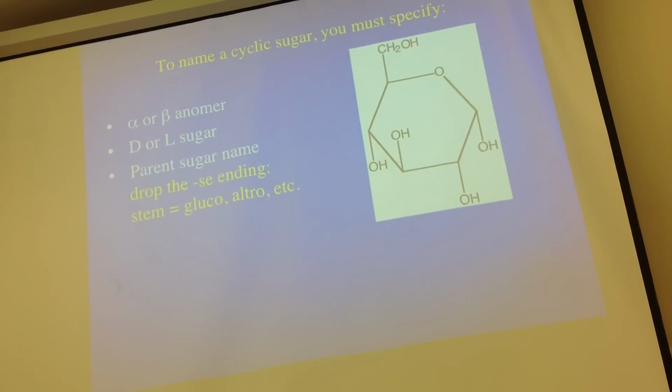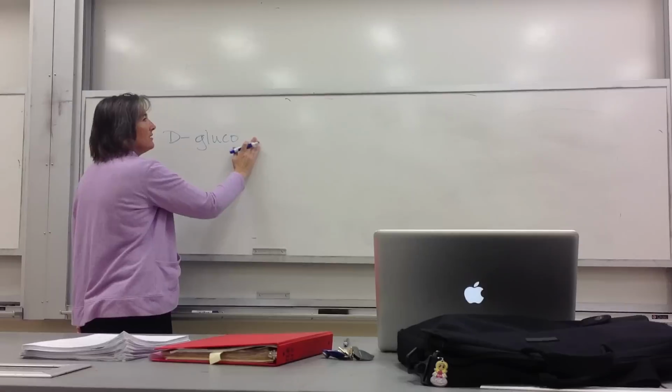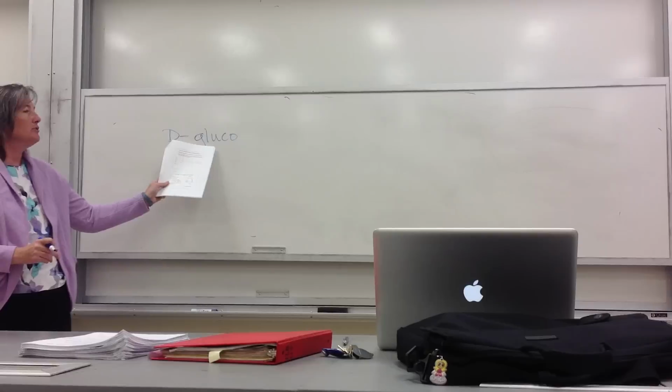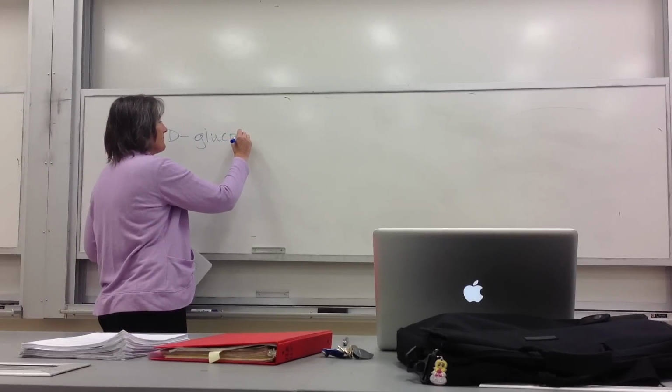Then you're going to do the parent sugar name. So this particular sugar that we did was D-glucose. Then the last thing is ring size. Was it a 5 or 6 membered ring? So you're going to specify furanose or pyranose. So in this case, it is a 6 membered ring, which is what? Pyranose.